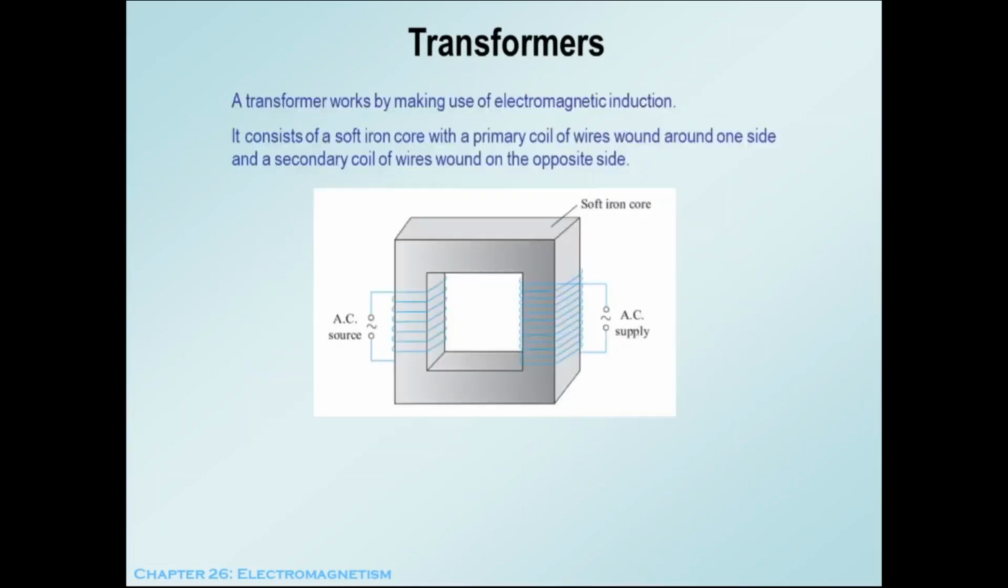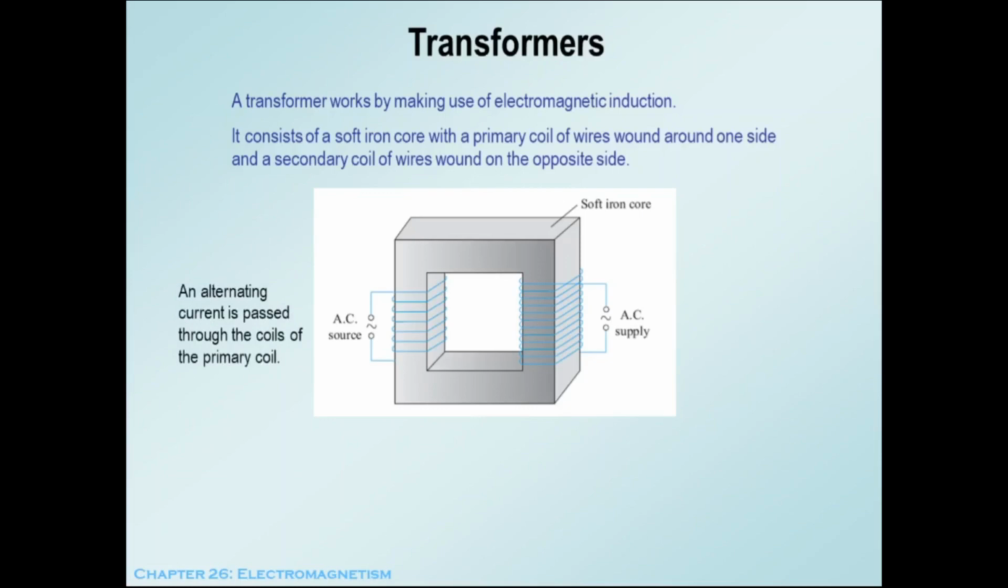A transformer works by making use of electromagnetic induction, as we had previously learned about. It consists basically of a soft iron core with a primary coil of wires wound around one side and a second coil of wires wound on the opposite side.